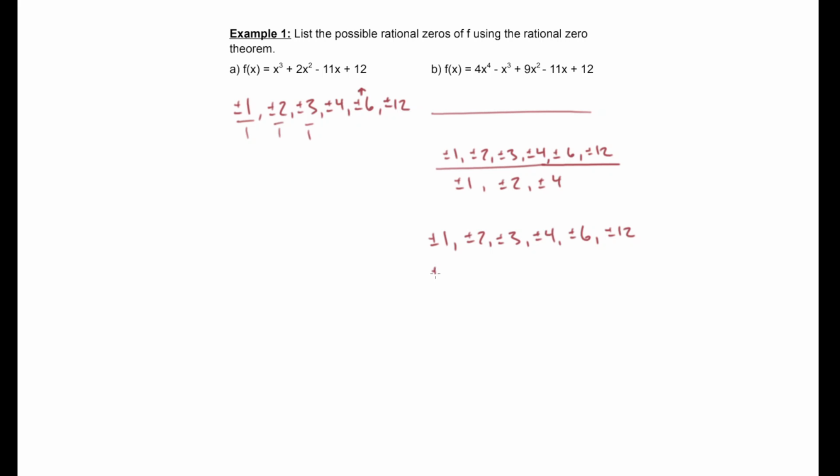So I can have plus or minus 1/2. 2 over 2 is just 1, so that's not interesting. Plus or minus 3 over 2. 4 over 2 is just 2. We already have that.